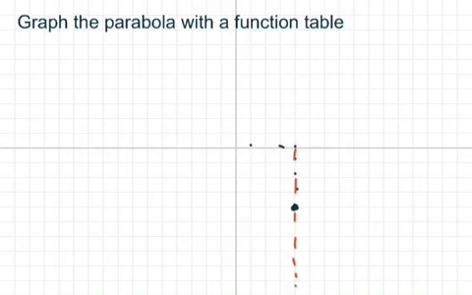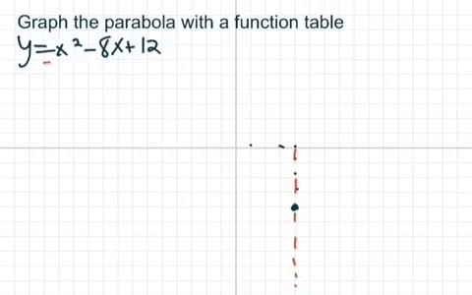Now I can also go back to my function here, y equals x squared minus 8x plus 12. And I take note of the fact that my a value here is greater than 0. Therefore, I know my parabola is going to open up. And so that gives me an idea of what to expect for my x and my y values for my parabola.